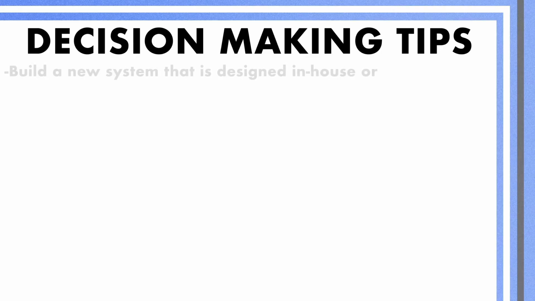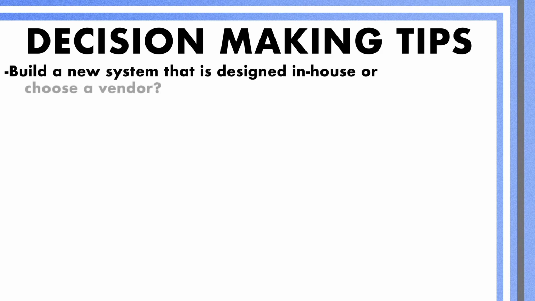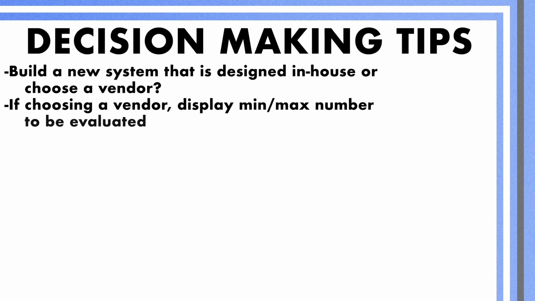So let's now get to decision making. You're like, oh, I have to do all that stuff, and now we have to actually make a decision. So you want to consider if this requires building a new system, one designed in-house or within an organization, or if they'll have support that way. If you do decide to work with a vendor, it is useful to define a minimum and maximum number of vendors to be evaluated, because you don't want to evaluate 10 vendors. The cost of just doing that is going to be ridiculous to your organization.